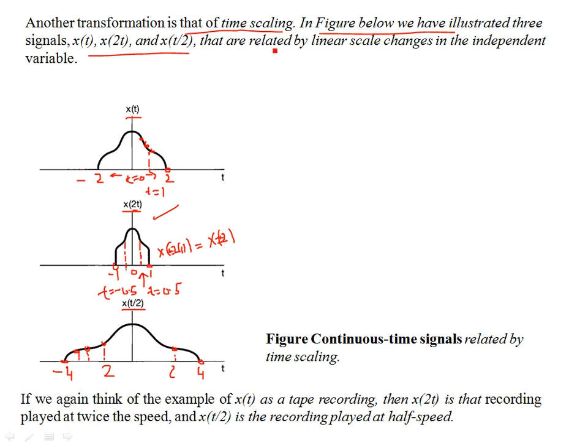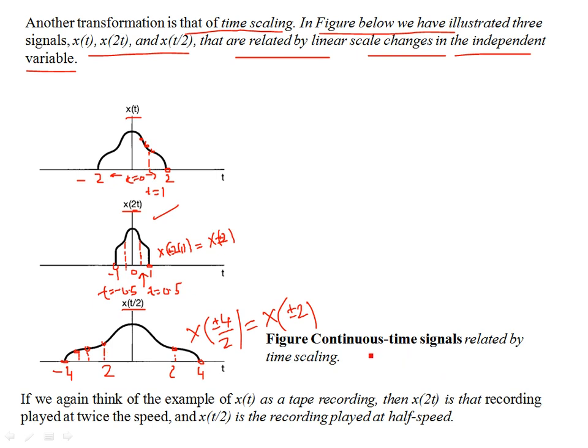These transformations are all related by linear scale changes in the independent variable. You can work this out; it is very easy. If you have to calculate for the samples, then at plus or minus 4, x(t/2) is equal to x of plus or minus 2. If you relate this third graph with the original x(t), the original x(t) at plus or minus 2 is 0. Therefore, at plus or minus 4, x(t/2) has to be 0. So this is the transformation: the linear scale is just stretched or compressed.